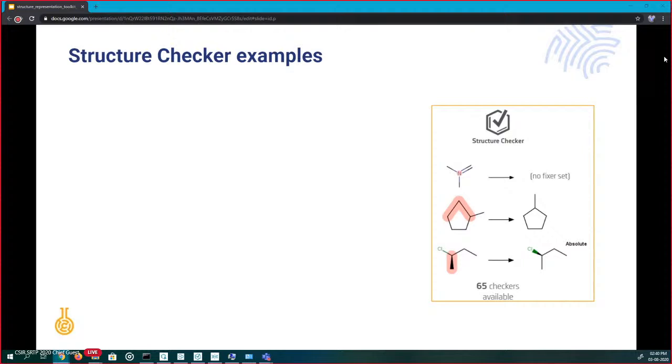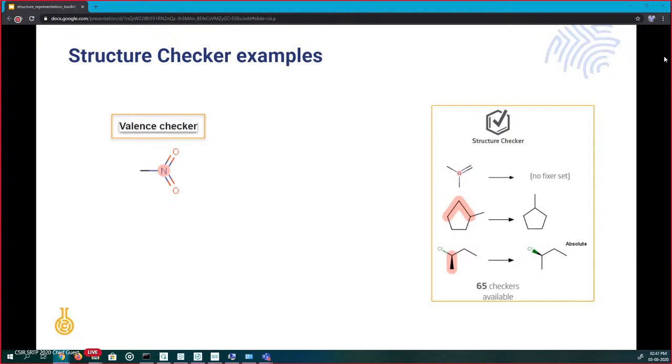Let me show you some examples of structure checkers. Again, there are lots of different options available. I will mention a few of them which are important for QSAR or machine learning or any kind of data-driven modeling. The core idea of a structure checker is the strict separation of structure checking and a fixing process, as I told you.